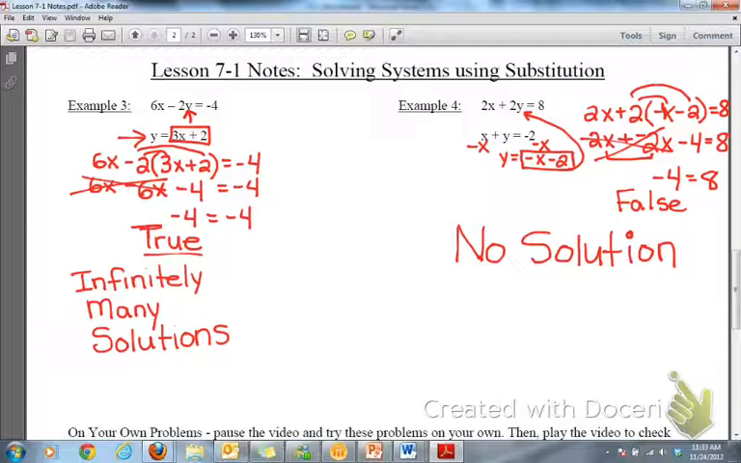Okay, at this time, I want you to pause the video and try the on your own problems that are at the bottom of this page. When you're done with like problem number 5, then try playing the video and check your work to see how you're doing and if you're understanding this. So at this time, you should pause the video and try problem number 5 to check your work.